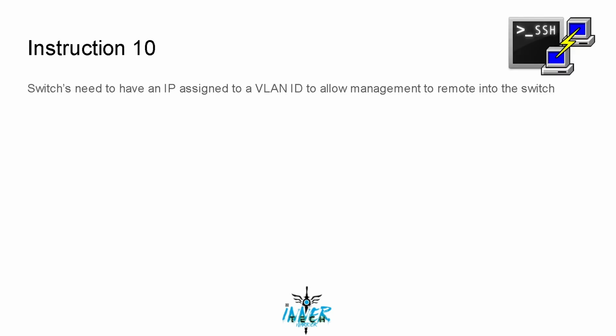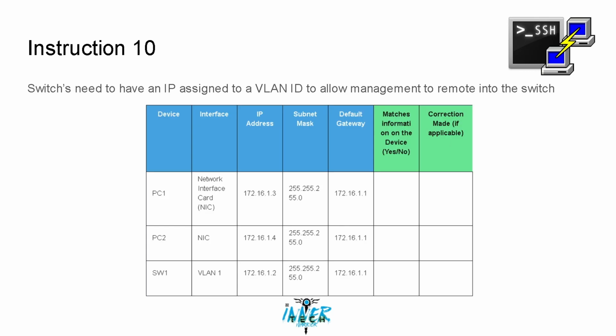The last policy states that switches are to have an IP assigned to a VLAN ID to allow management to remote into the switch. According to management's IP chart, the VLAN ID that should be assigned an IP on the switch is VLAN 1. The IP address and subnet to be assigned are 172.16.1.2, 255.255.255.0.